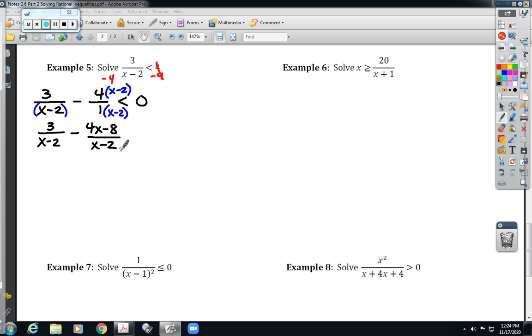Still less than 0. Now, be careful when you do this because subtraction, you got to watch your signs. This would turn into, when we combine these, remember we're just subtracting 3 minus 4x minus 8. So that would be negative 4x plus 11 over x minus 2.